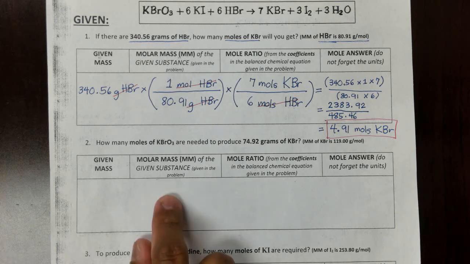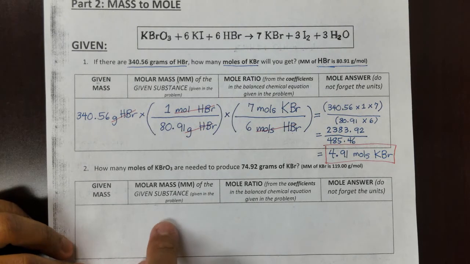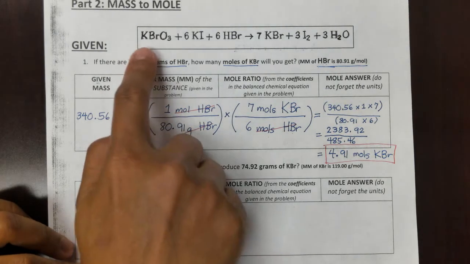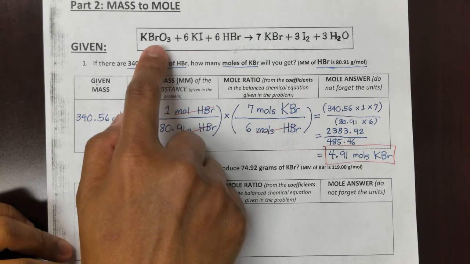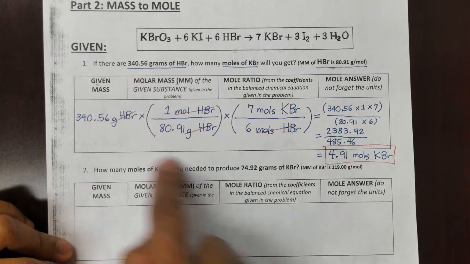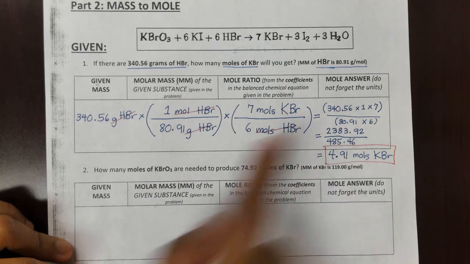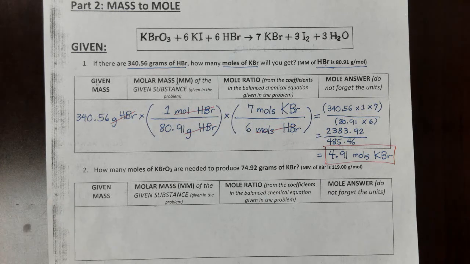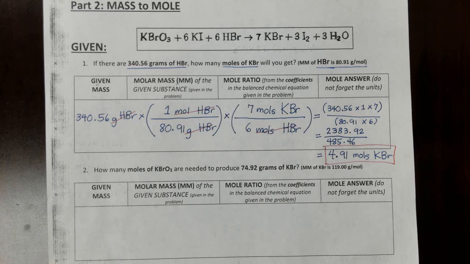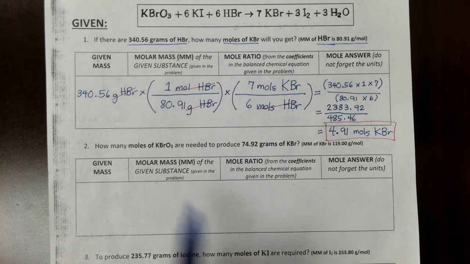Okay, so let's continue with our mass to mole second example right here. We will be using the same balanced chemical equation as in the given above. So you see that this is the process for the first problem here, following the outline that we have in our paper. The outline will really help us to be accurate in what we do in every step. So let's proceed to problem number 2 in here. So let's read the problem.